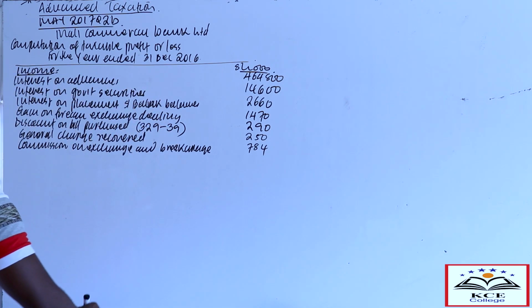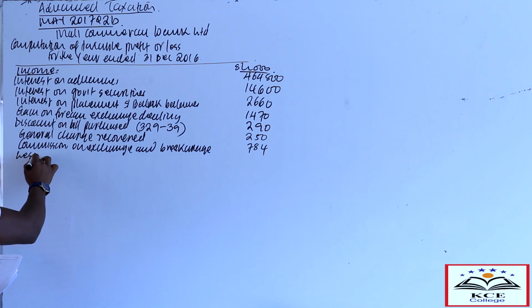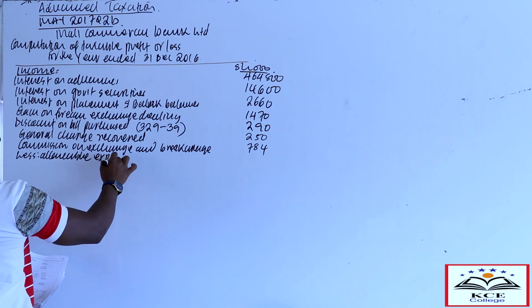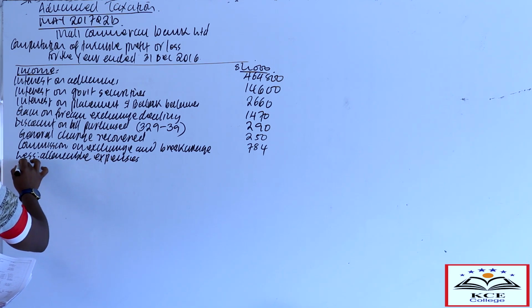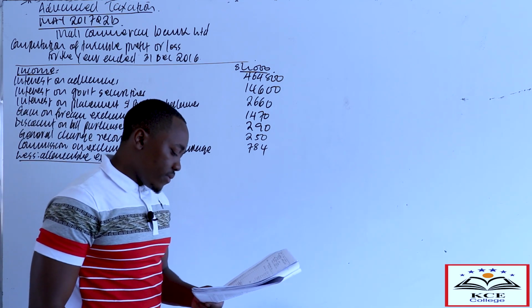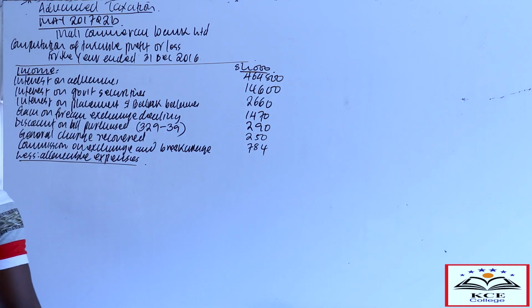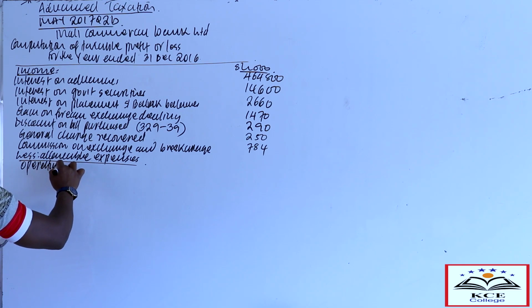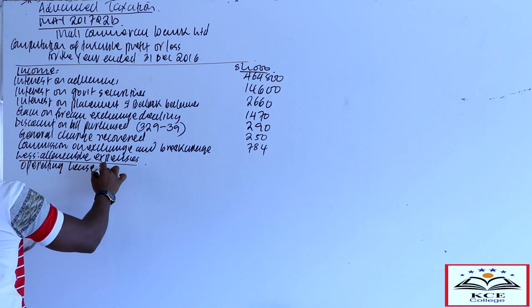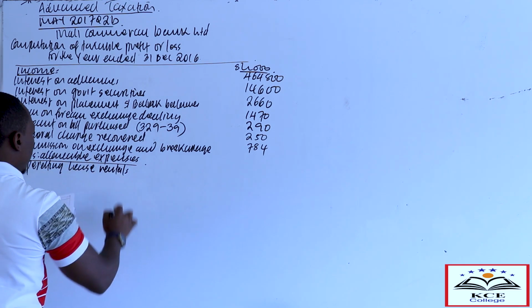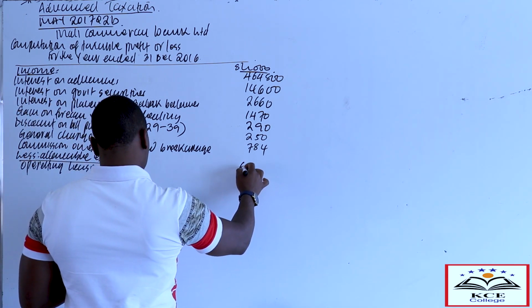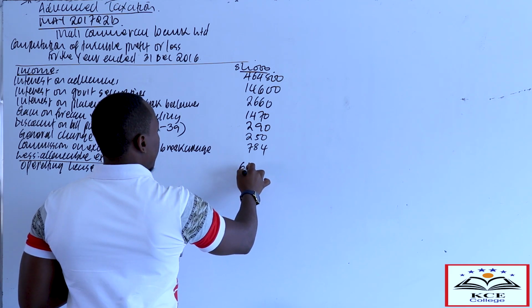Then we raise allowable expenses. For the allowable expenses, what do we have? Number one, we had operating lease rentals, an amount of 64,80.